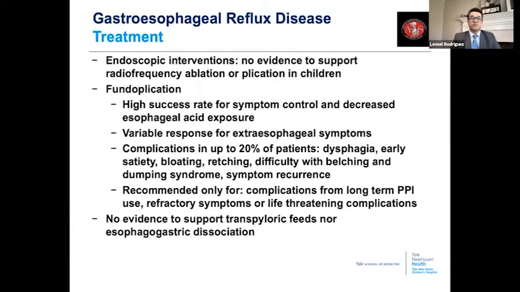There is no evidence to support transpyloric feeds or esophagogastric dissociation in pediatrics. This merits a little bit more further evaluation, taking care of special considerations like patients with special needs that might potentially benefit from these, from different etiologies.